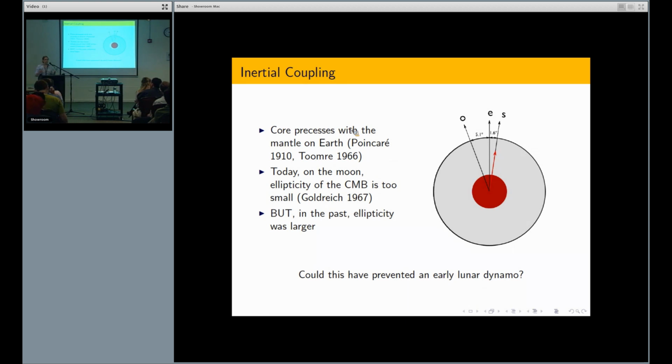It's just like if you had a 2-liter soda bottle full of water and you start rotating it, you would expect the water or whatever inside to align with the shape of the bottle. And so if the core-mantle boundary is elliptical enough, it's going to be able to torque the core spin axis to align with the mantle, and no more dynamo for us.